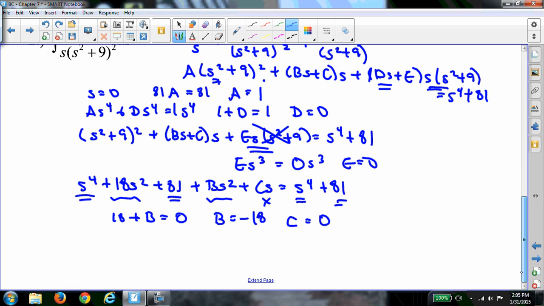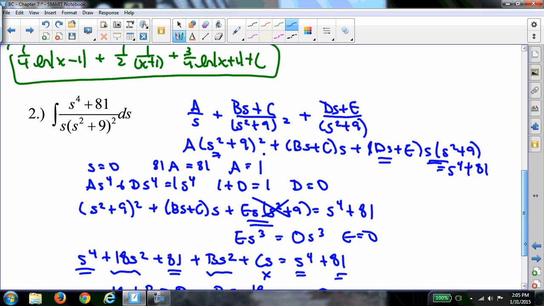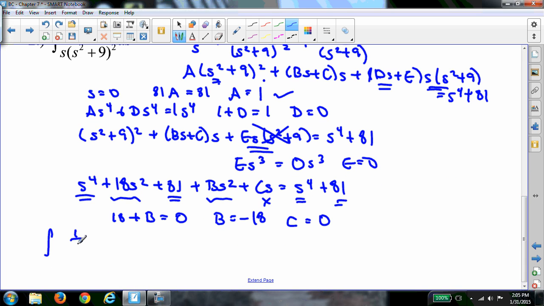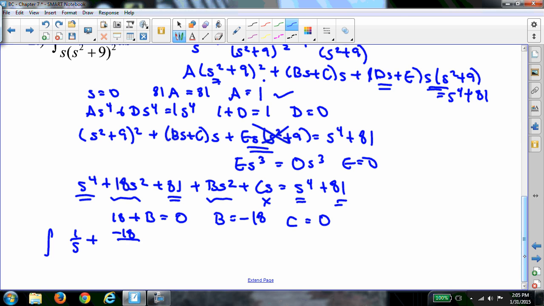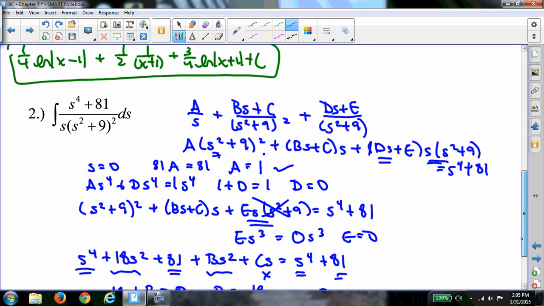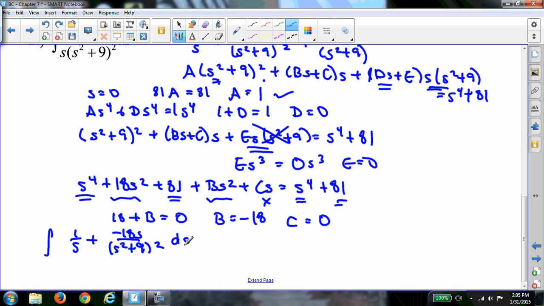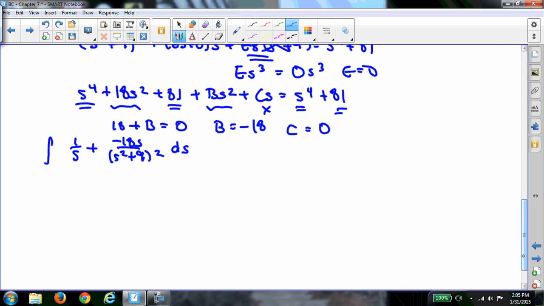So my final result for all of this would be a, which is 1. So I've got 1 over s, plus b, which is negative 18, s plus c, but c is 0, over s squared plus 9 squared, and everything else is 0. Oh, that simplified a lot nicer than I thought it would.